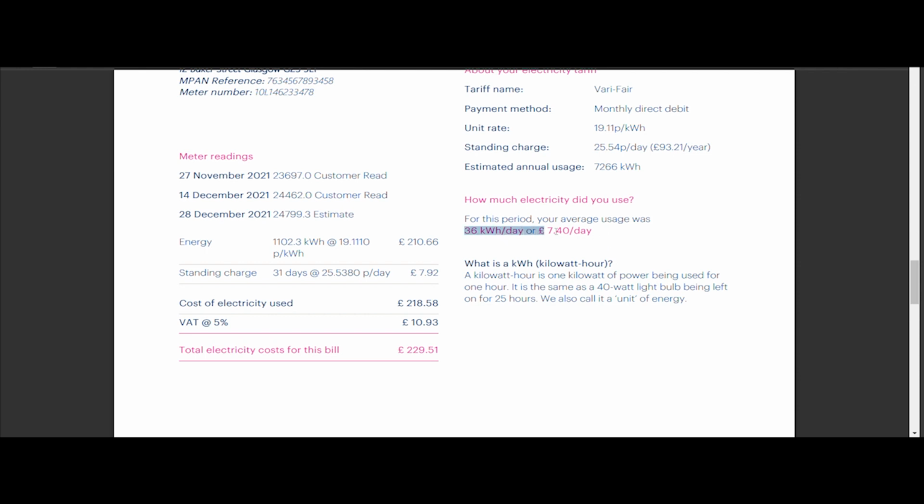So this is just telling you my average usage based on my meter readings. Again, it's all based on your meter readings. Nothing there coming up is pre-identified. So this is the calculation part here. So this is a reading. So you have three things here: customer read, estimate. So sometimes you will have actual, customer read, or estimate.